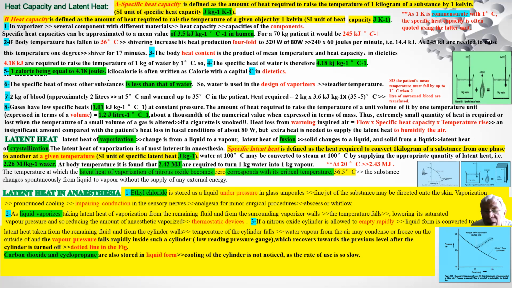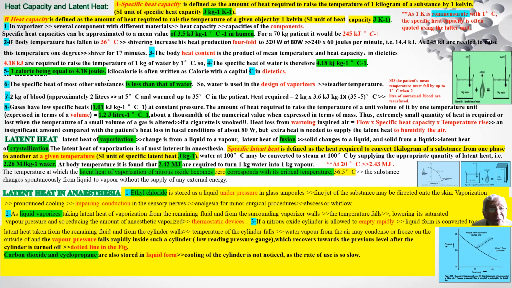4.18 kilojoule are required to raise the temperature of 1 kilogram of water by 1 degree Celsius. You ought to memorize this. In other words, the specific heat of water is 4.18 kilojoule for each kilogram for each Celsius. Now we are using Celsius instead of Kelvin, as we said before. The specific heat of most substances, such as blood, is less than water. This is why we use it in vaporizers to make the temperature steady.